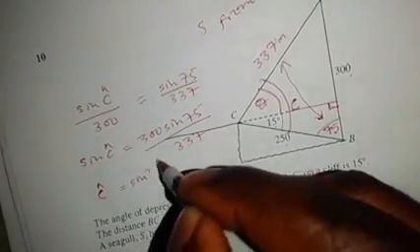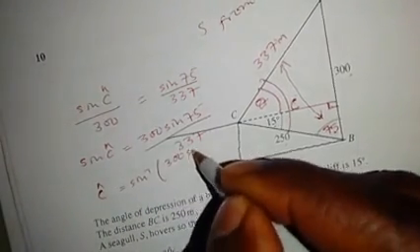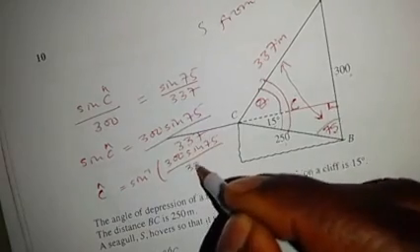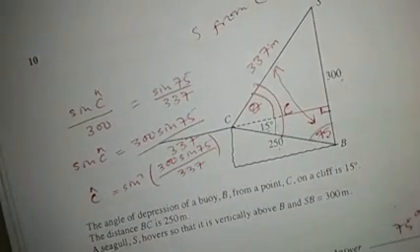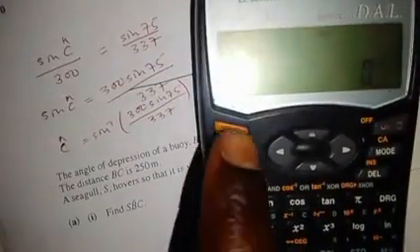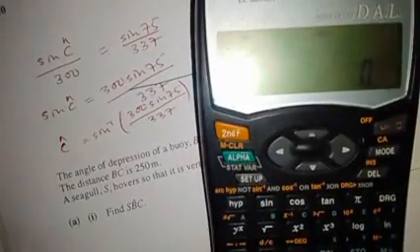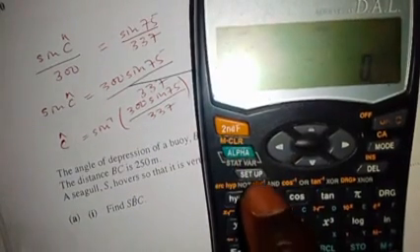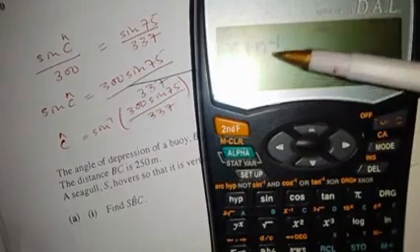Then C is equal to arc sine 300 sine 75 over 337. So I'm now punching this in my calculator. Remember, in order for you to punch arc sine, you first of all punch the second function button. Make sure your calculator is written DEG. So after punching this second function, you then punch the sine button. You will get your arc sine like this.